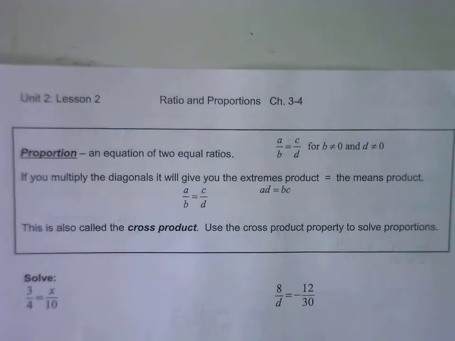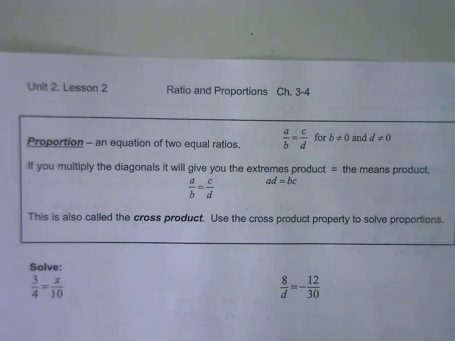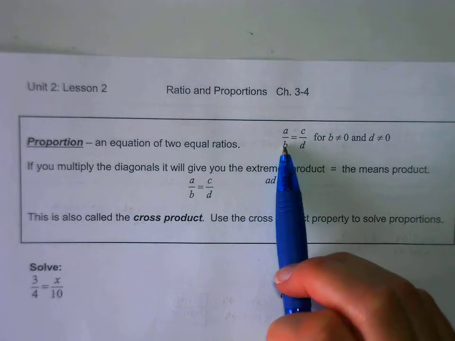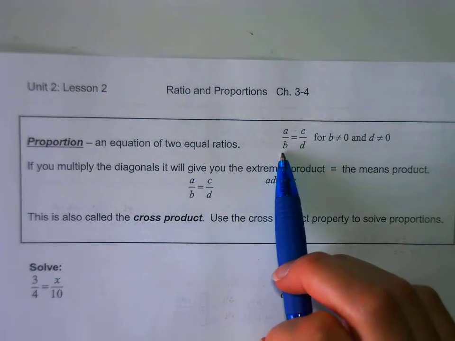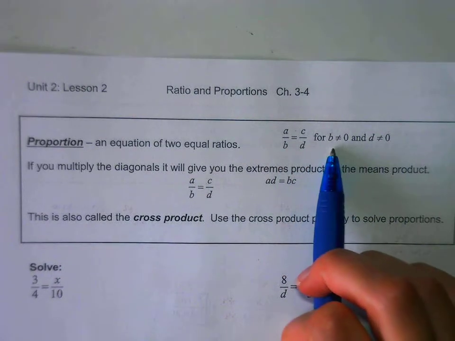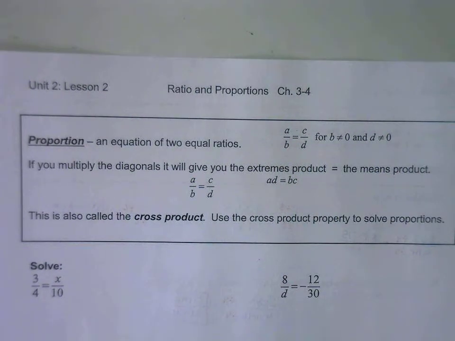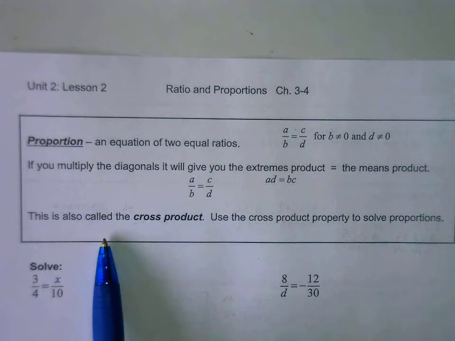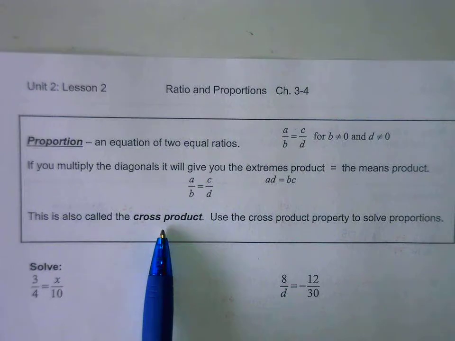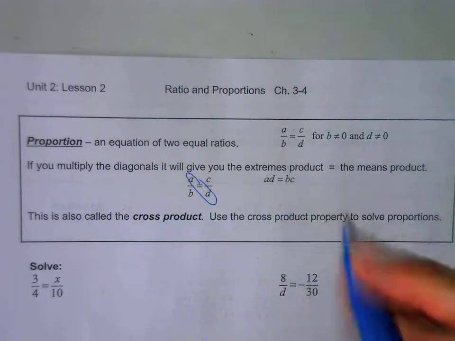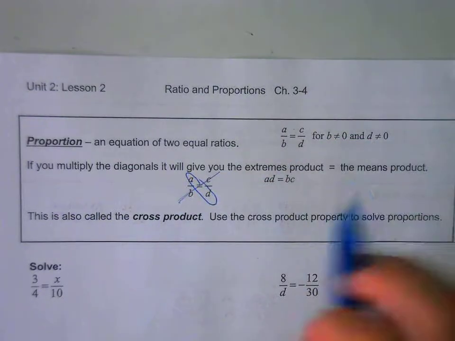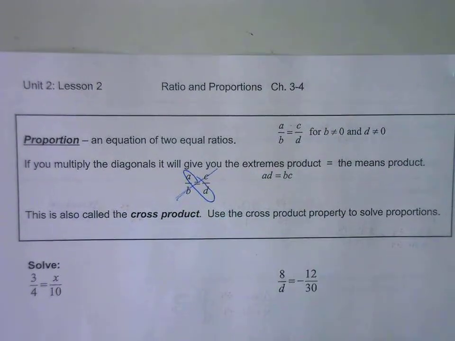So now we are going to look at proportions. A proportion is an equation of 2 equal ratios. So A over B is a ratio, C over D is a ratio, but they're set equal to each other. And B and D are both not equal to 0, because we cannot divide by 0. In order to solve a proportion, we do what is called the cross product. I would take A and multiply it by D, and then I would take B and multiply it by C, and then solve my equation.